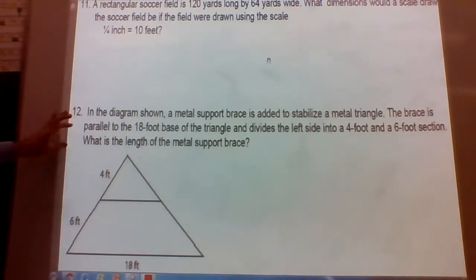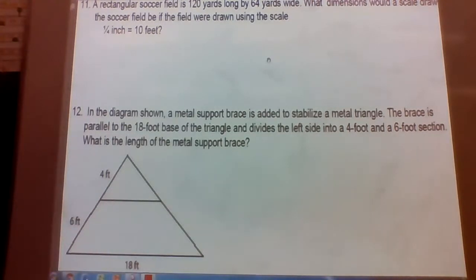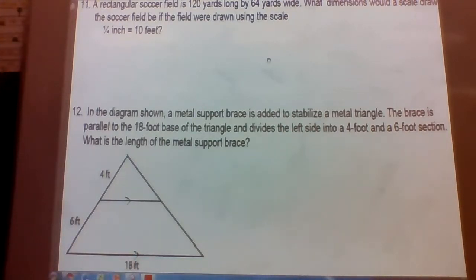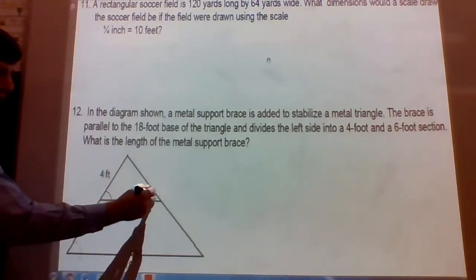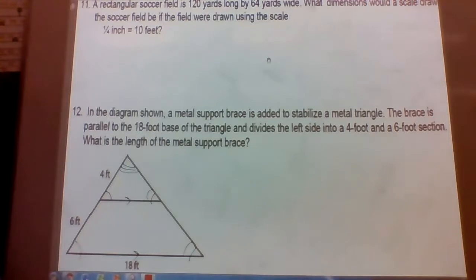Okay. In the diagram shown below, we have a metal support brace that's added to stabilize a metal triangle. The brace is parallel to the 18-foot base. Since they're parallel, we have corresponding angles that are congruent. We actually have 3 pairs of corresponding angles that are congruent, so we have angle similarity. So the triangles are similar, and since the triangles are similar, the sides are proportional.